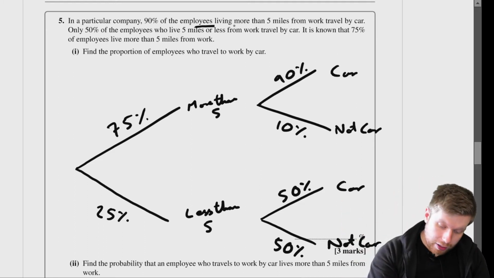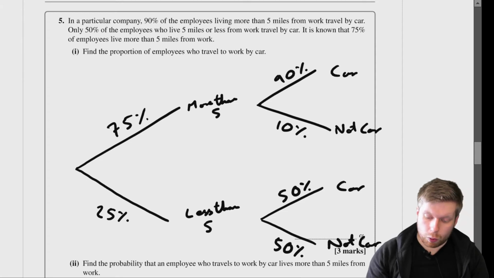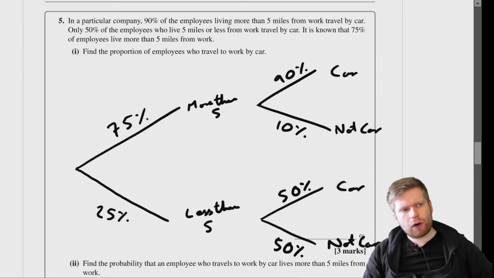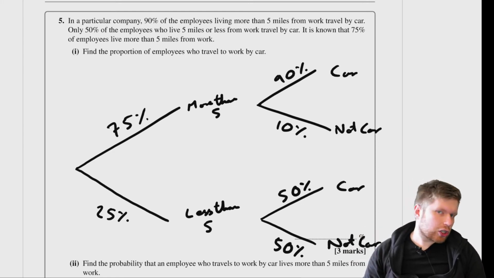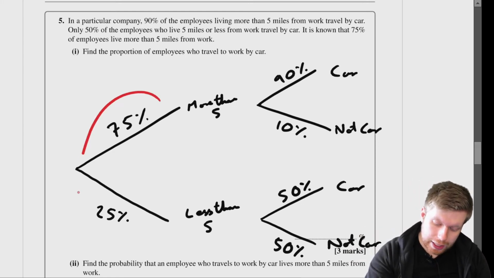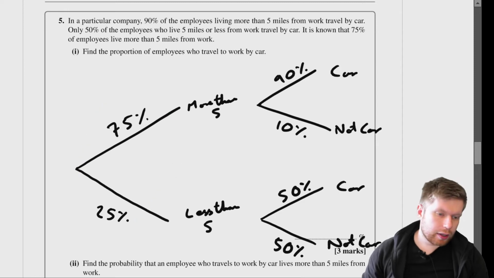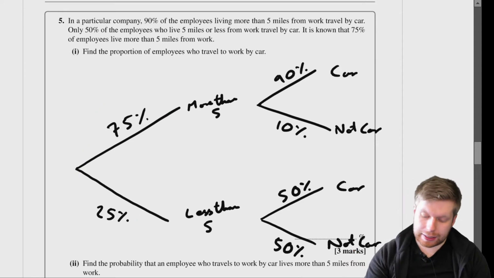So it came from that first statement. I'm told the information in that order. So I said, if you live more than 5 miles from work, then you travel to work by car. So that's the order it had to come in. And then I just used the fact that all the probabilities in the branches had to add up to 1. Okay, so that's how I found the complement probability there.